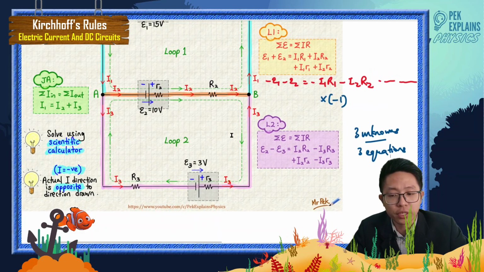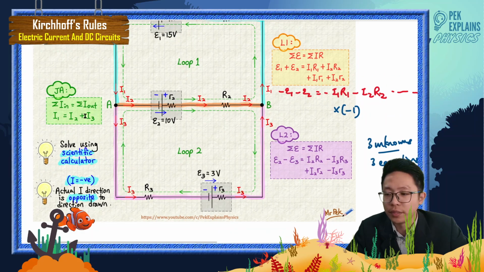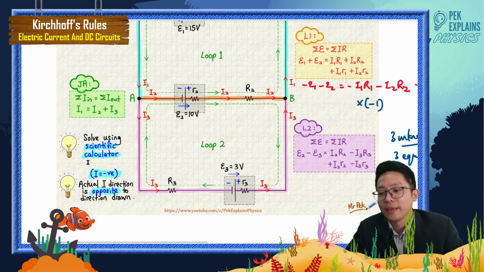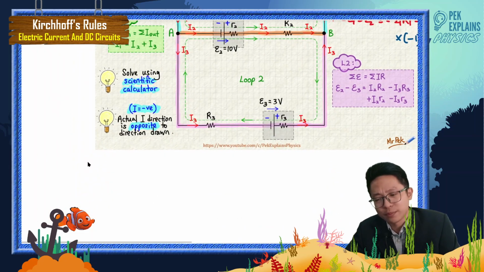That's why you need to build three equations. One equation from the Kirchhoff first law, current in, current out. Two equations from the Kirchhoff second law, total E equal to total IR. Once you have these three equations, you just solve using a scientific calculator. I will explain that in the problem solving part, how to solve using the scientific calculator.